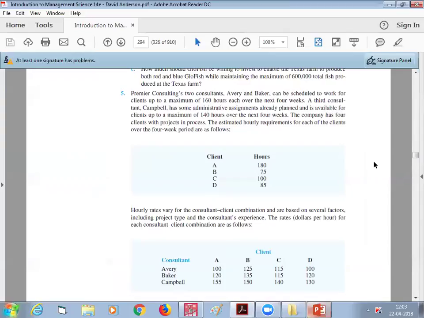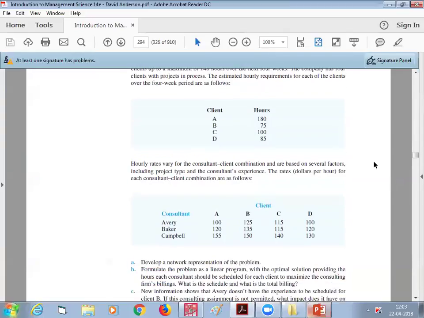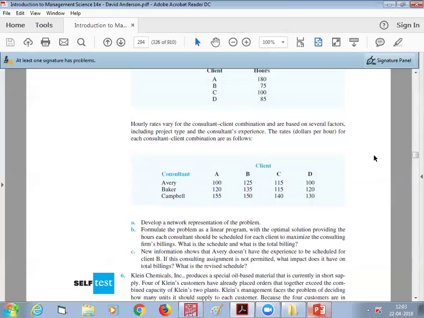So these are the demand and those are the supply. Supply is 160, 160 and 140. The hourly rates vary for the consultant-client combinations, including project type and consultant experience. Rates in dollars per hour for each combination are given below. We want to formulate a linear programming problem with optimal solution, providing the hours each consultant should be scheduled for each client to maximize the consulting firm's billings. So it's a maximization problem this time.